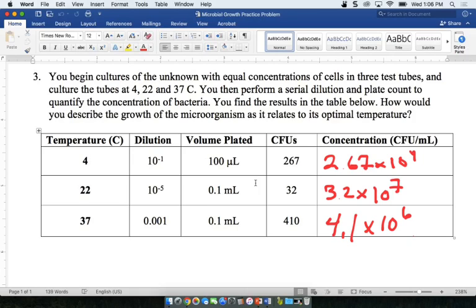The reason why I like the exponential is you can do a really quick check, just looking at those exponents, to figure out which one grew the best. You don't even need to look at the rest of this. If you just pay attention to these exponents, which one is the largest? Yeah, the middle one, 10 to the 7th. So using this, how would we classify this one based on the temperature at which it grows best? Given those three temperatures, where it has the most growth, how would we classify it?